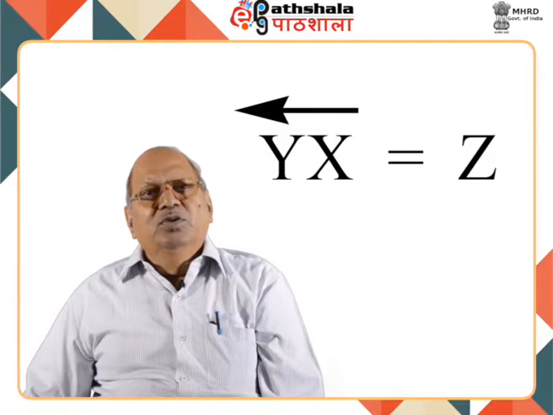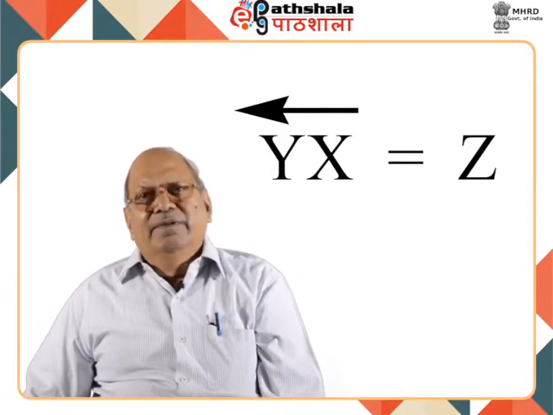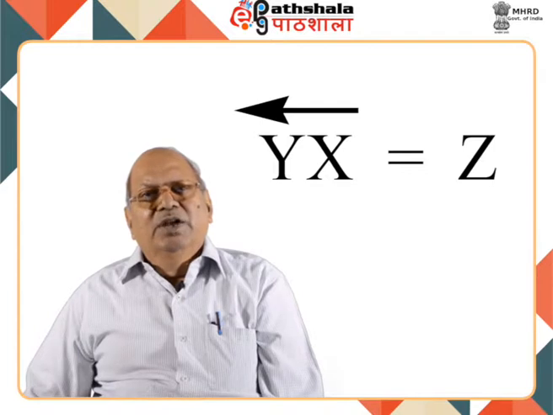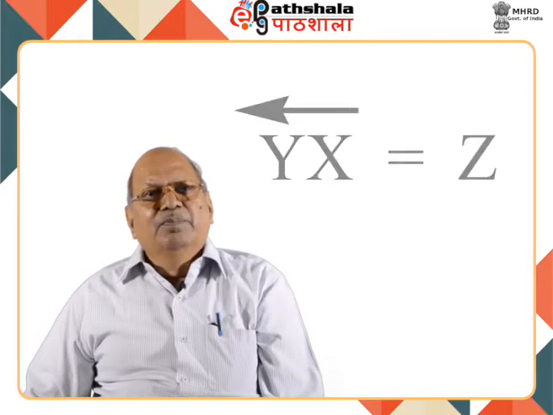If we do not follow the order from right to left, we may get a different result. If the product XY and the product YX are the same as Z, then we say that X and Y commute with each other. And if the products XY and YX are not the same, then X and Y do not commute with each other. In an abelian group, all group elements commute with each other.